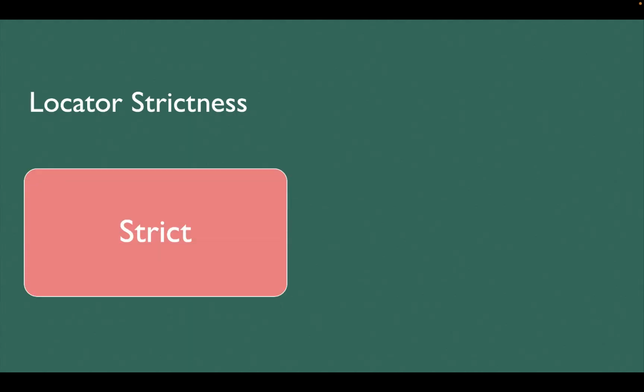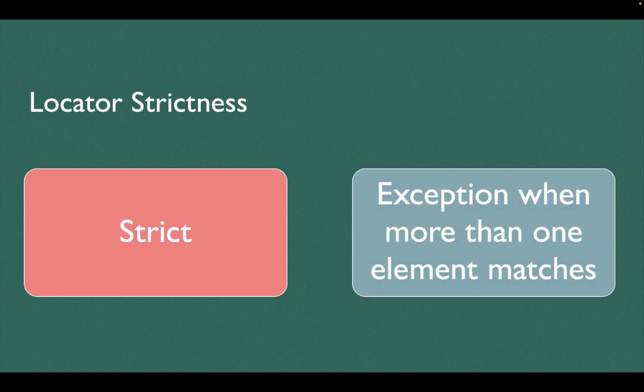So in Playwright, locators are strict. If more than one element matches the given selector, you will get an exception. Unlike other automation tools, it will not find and act on the first matching element.